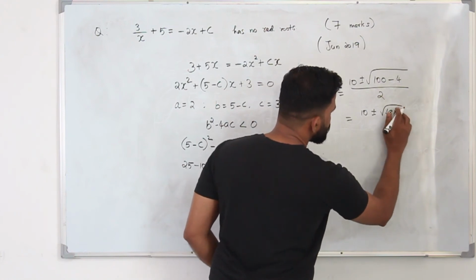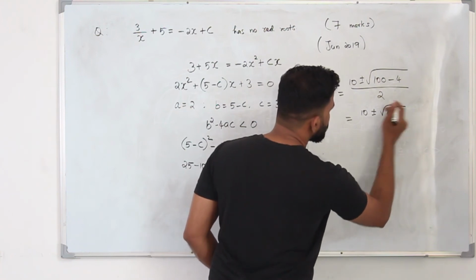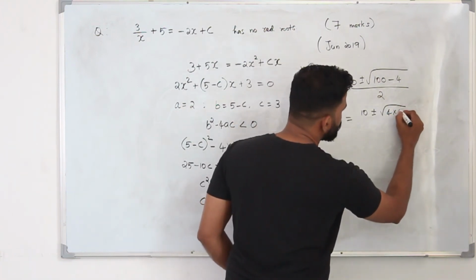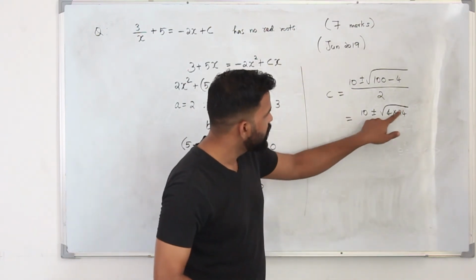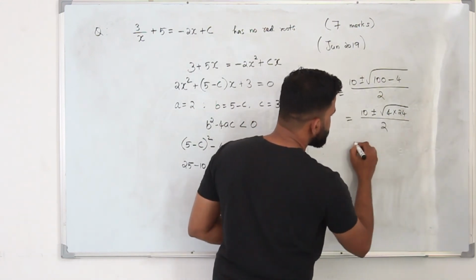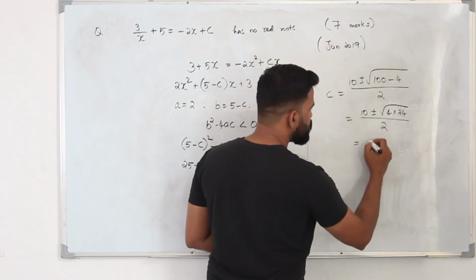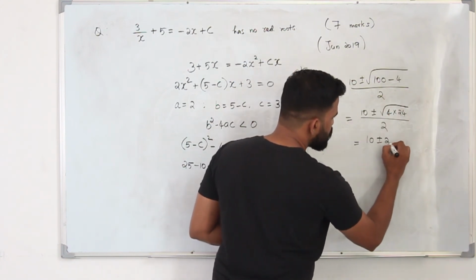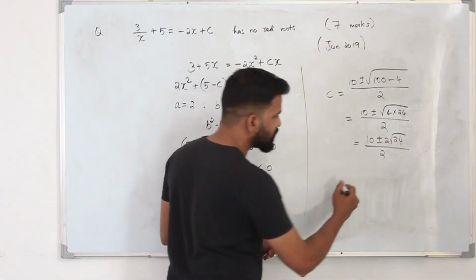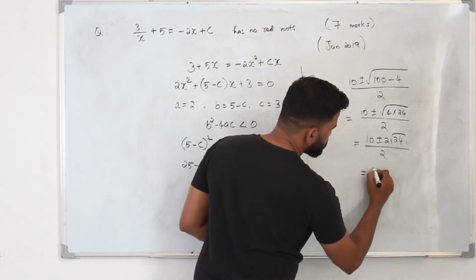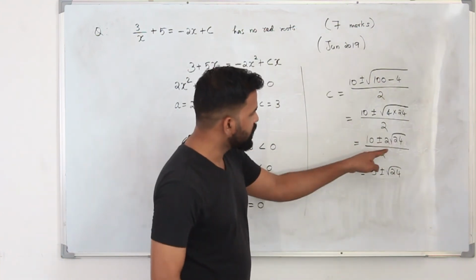48 times 2, or 4 times 24, if I am not wrong. So 96 upon 2. The reason why I am writing like this: you can take the square root of the 4 outside and it becomes 2. 10 plus or minus 2 root of 24 upon 2. Take 2 as a common factor and cancel out. You will get 5 plus or minus square root of 24. You can cancel these 2.